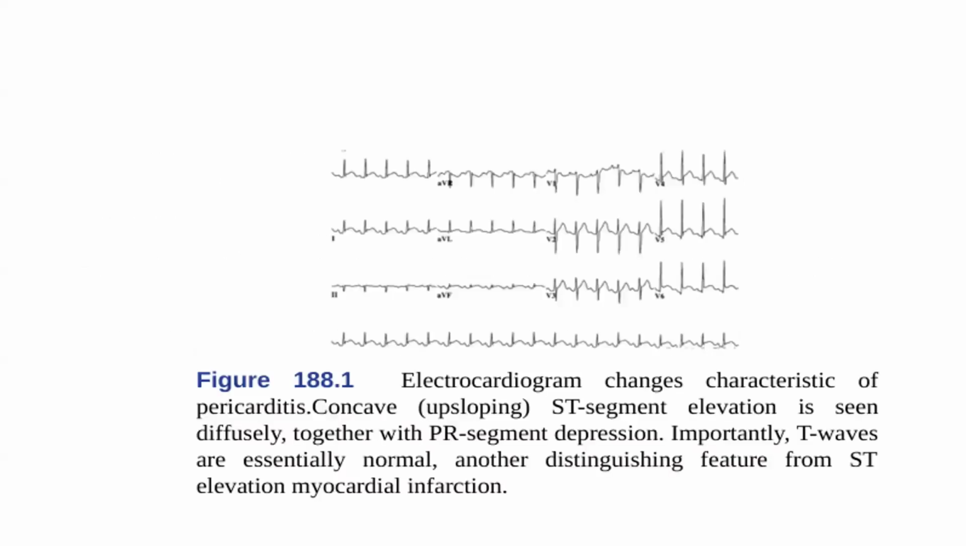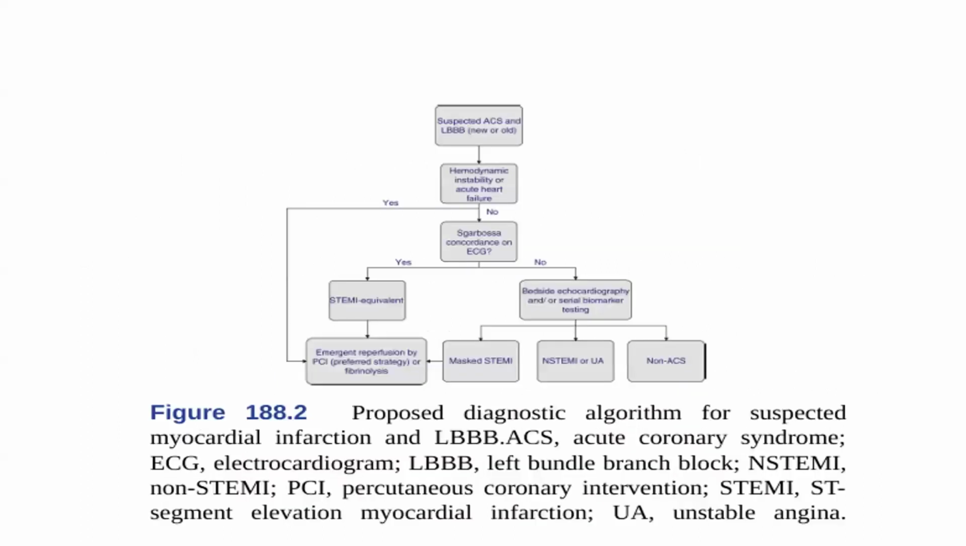So these are the ECG changes characteristic of pericarditis: concave ST elevation seen diffusely together with PR segment depression. Importantly, T waves are essentially normal, and that is another distinguishing feature from ST elevation myocardial infarction.